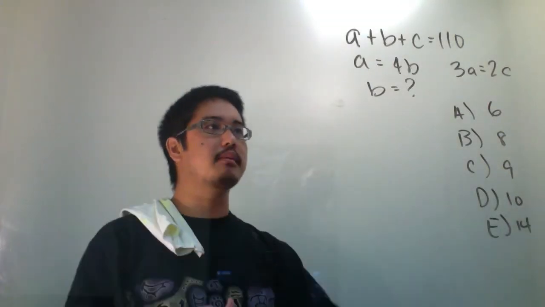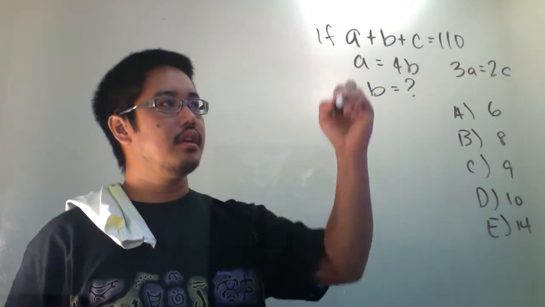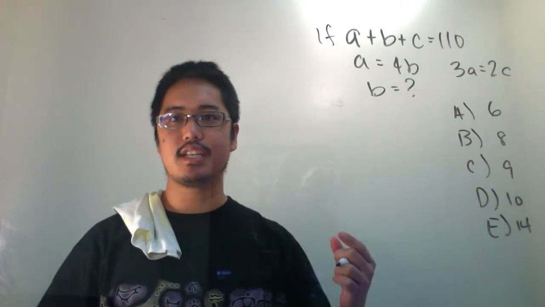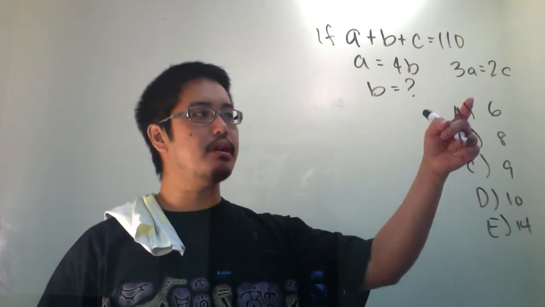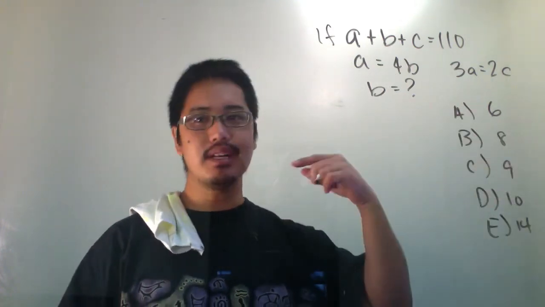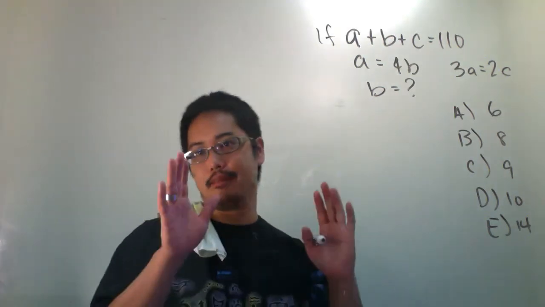What's going on? Here's the problem. If a plus b plus c equals 110 and a equals 4b and 3a equals 2c, what is b? Alright, here's what my best guess is.